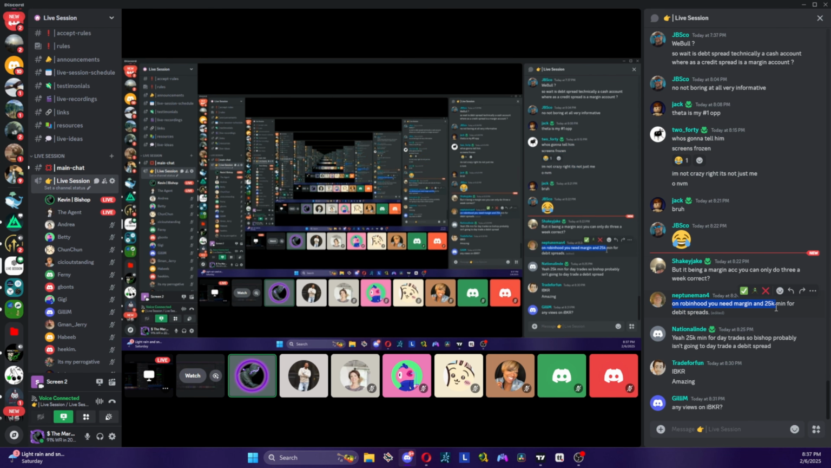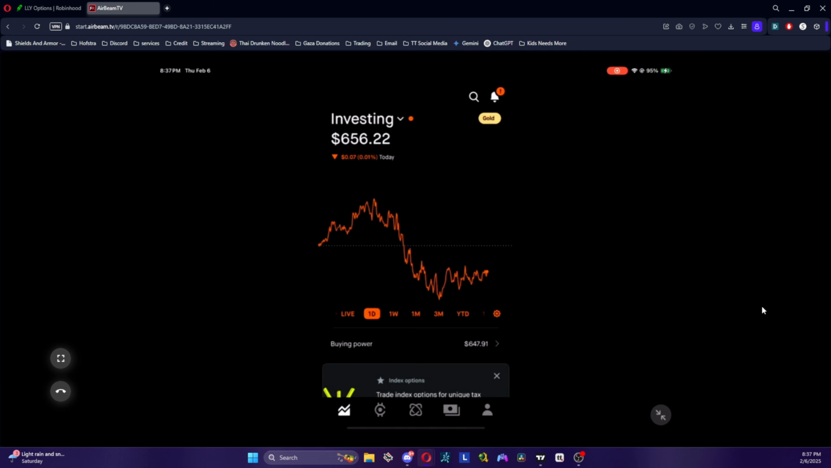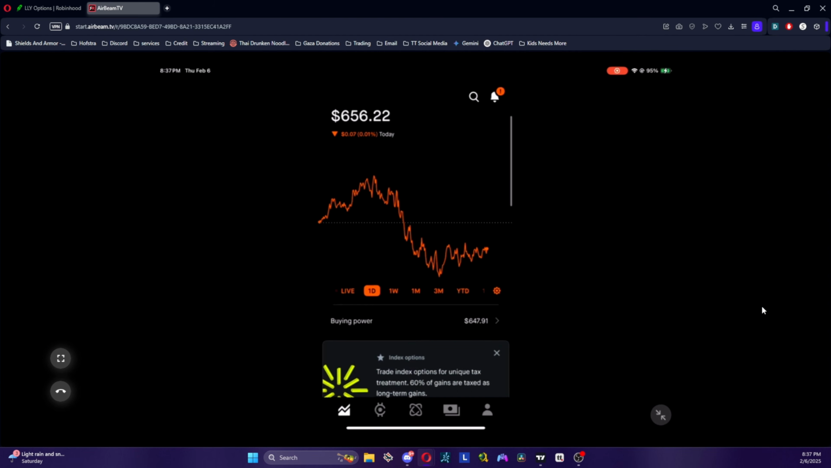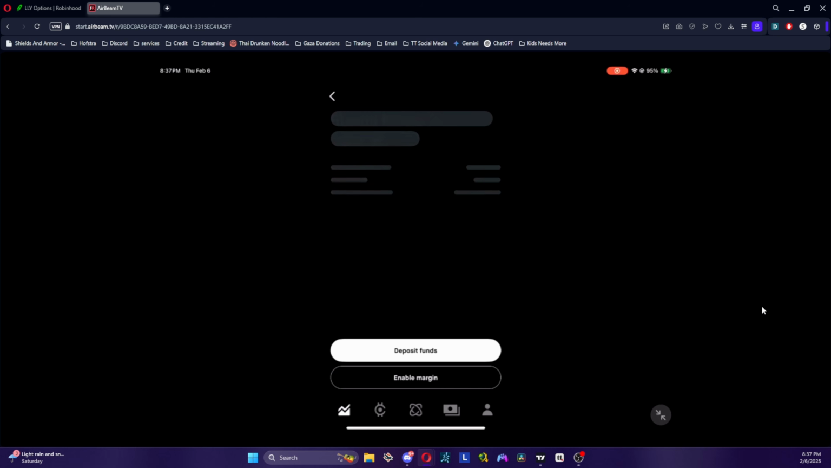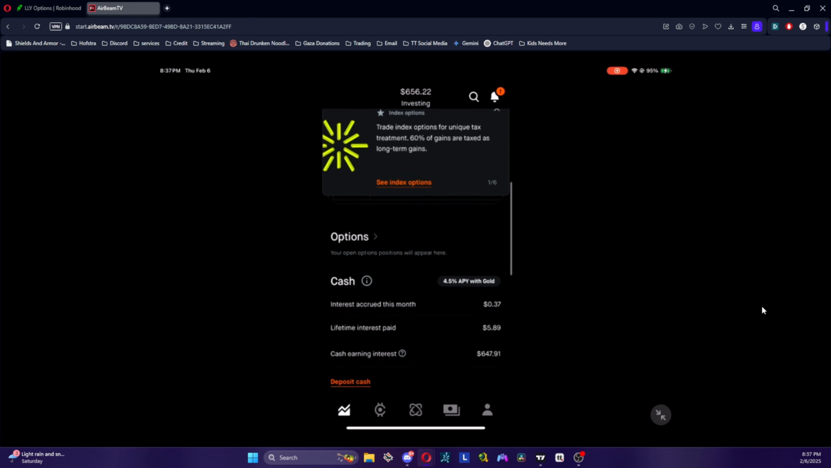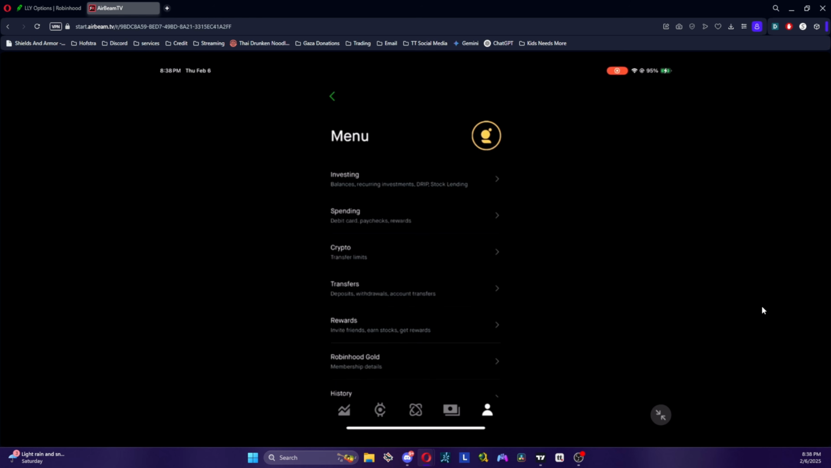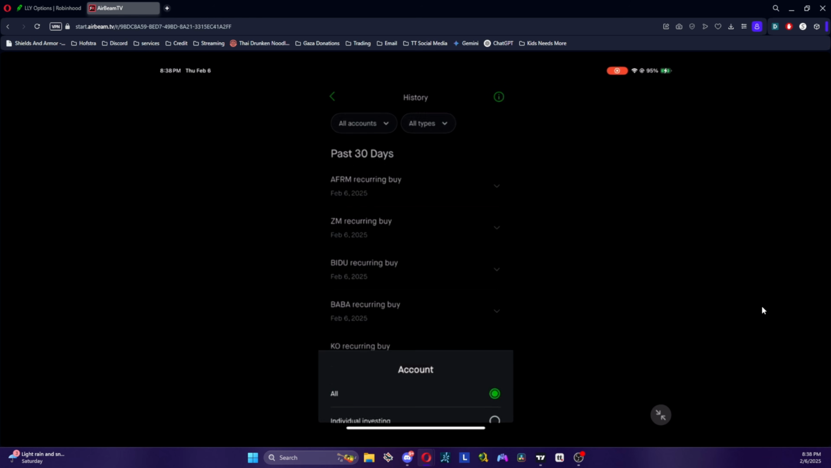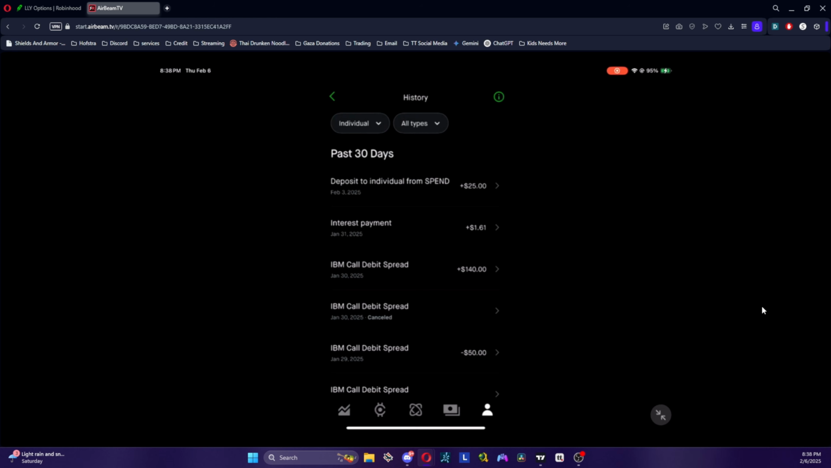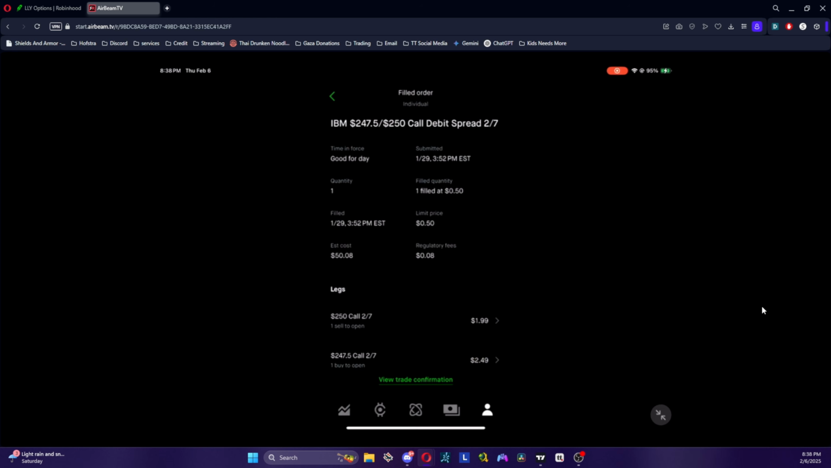There can't be a 25K minimum for Robinhood, because I placed a debit spread on it, and you guys saw that account. I could show it again. It is at $656. This is the account right here. Buying power 647. And if I go to the history, all accounts, let's say individual, you can see right here I entered into this debit spread. That was not a fake screenshot, right? It's right here.